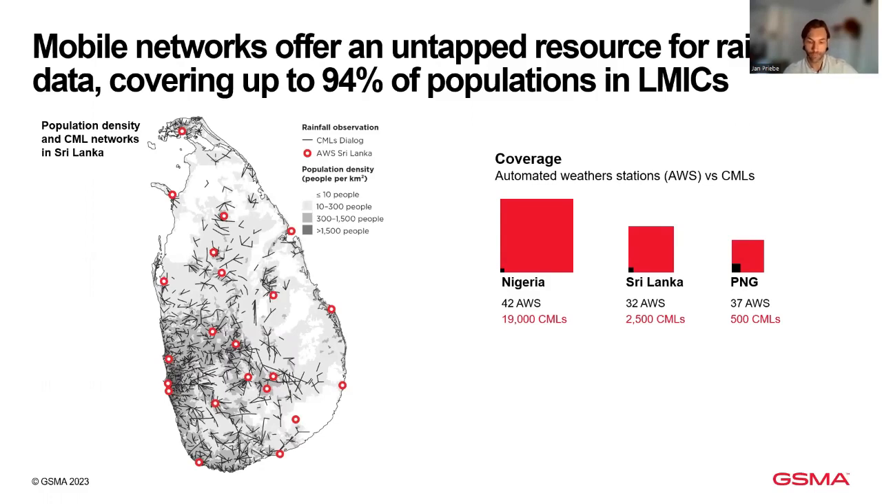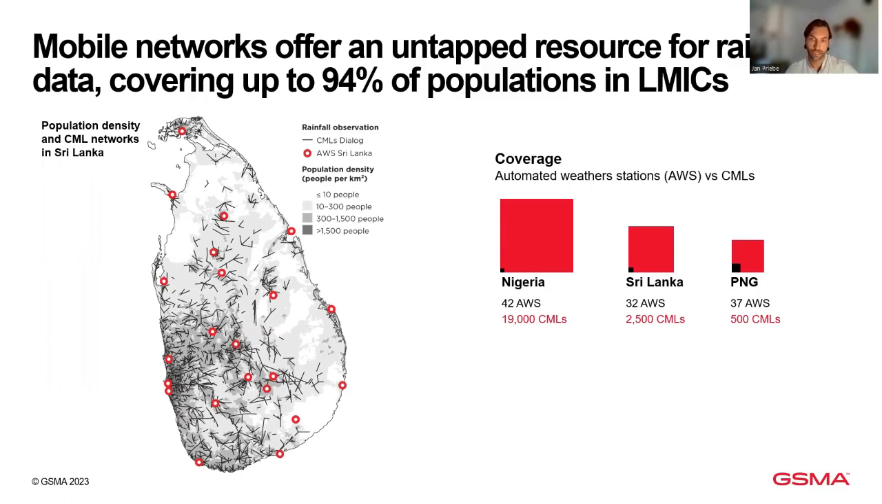In comparison, mobile networks, and by extension CML networks, are closely correlated to population density, as you can see on the map on the left, and have expanded quite rapidly to cover about 94% of the general population and 88% of the rural population in low and middle income countries. And since each CML in the network can be used to observe rainfall over its path, the number of CMLs available for rainfall observation is exponentially higher than the accessible weather stations.